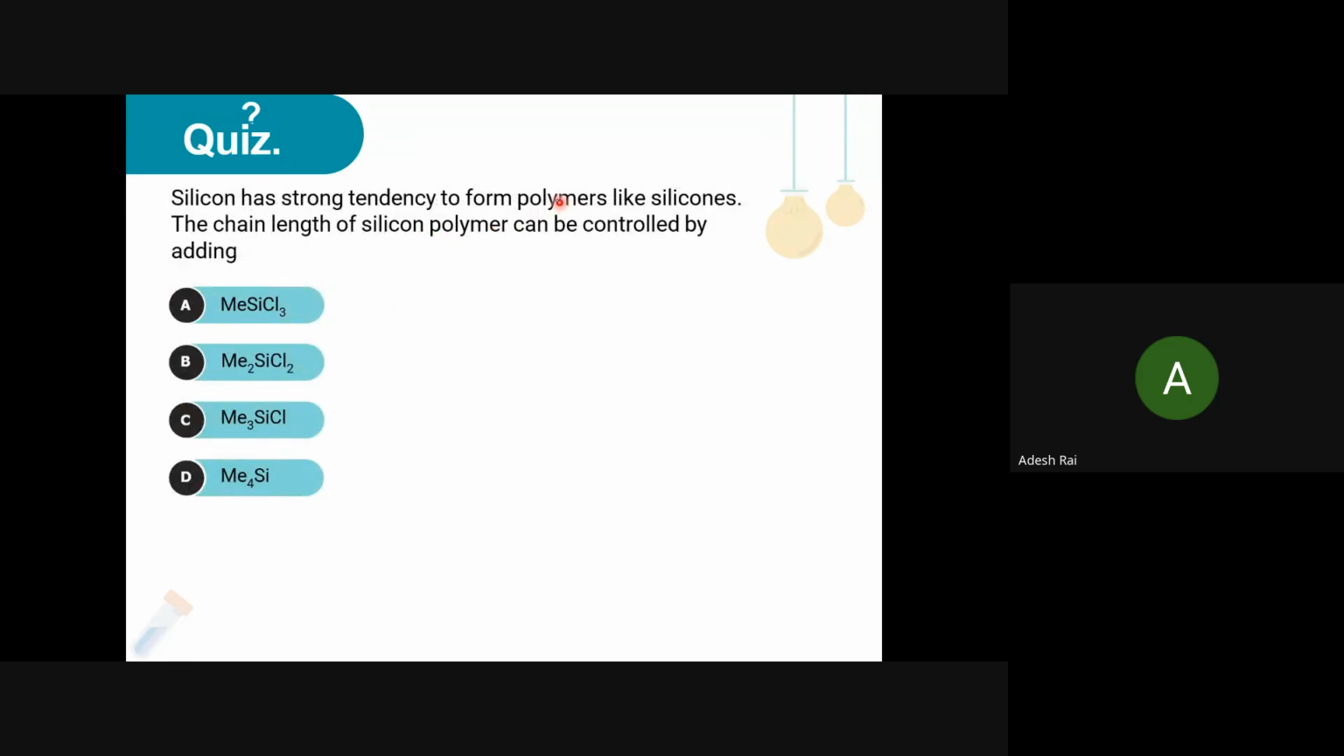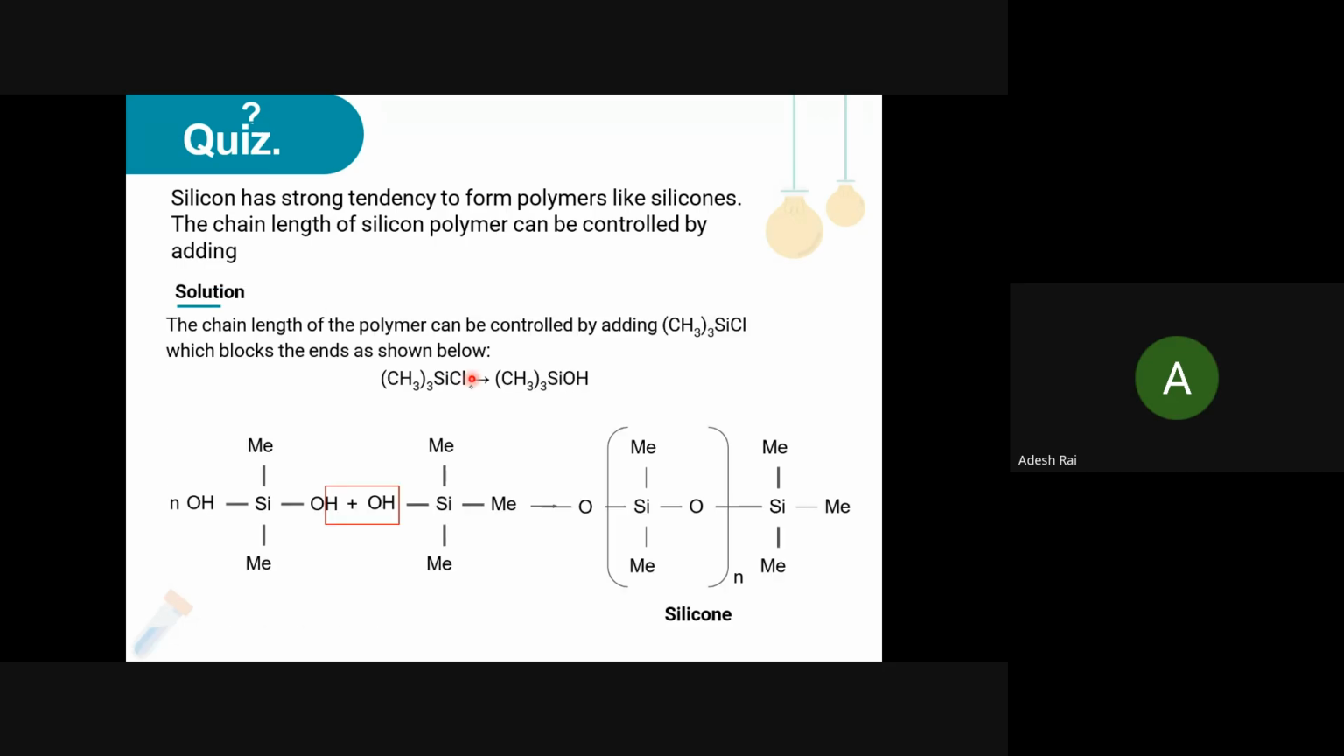Silicon has a strong tendency to form polymers like silicones. The chain length of the silicone polymer can be controlled by adding what? To block the chain length, which chemical do we use? Trimethyl chlorosilane, Me3SiCl. Yeah, option C. Just now we have seen all this.